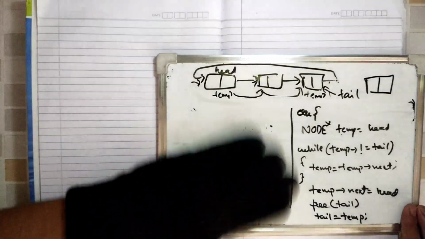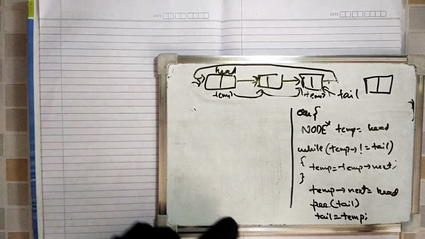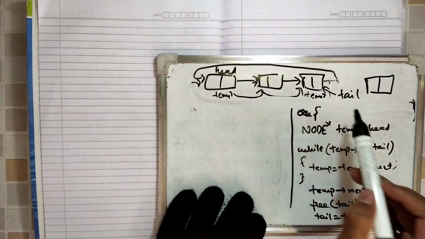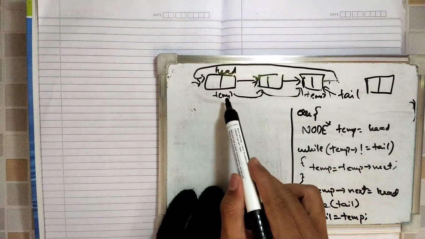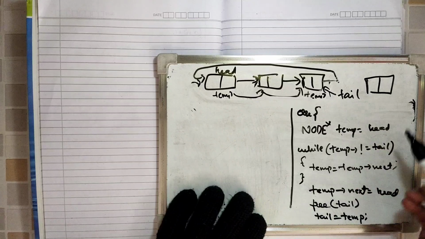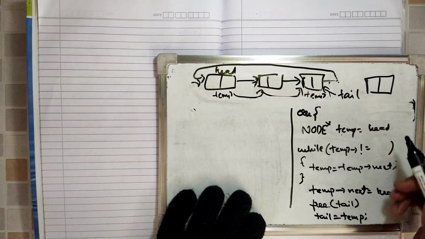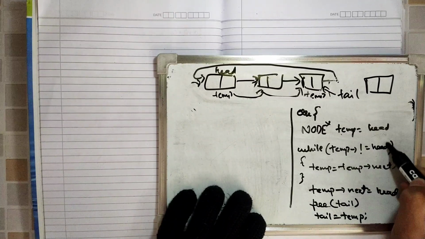Now for display, okay, same thing I will write. Now what happens? So see here, same thing for display. Nodes are temp, I will create here. So I have to traverse. Temp of next is not equal to tail. Instead of tail, what will I write? Head. Okay.